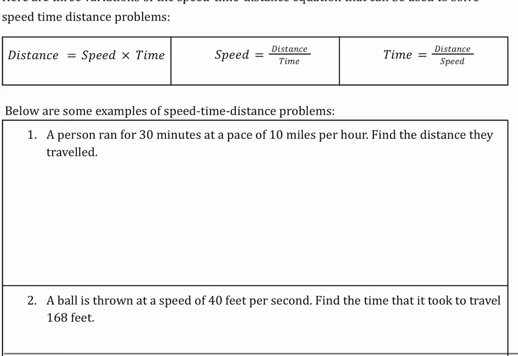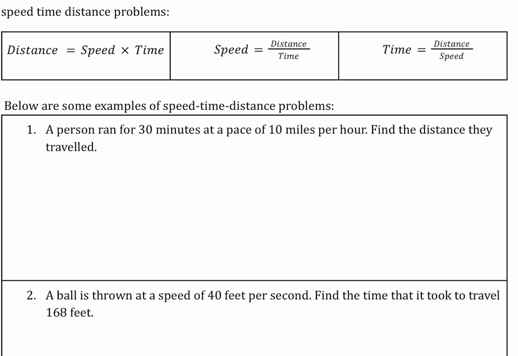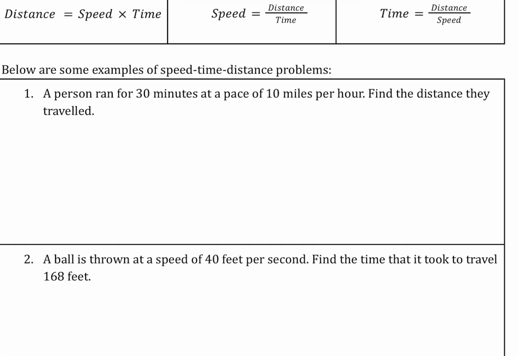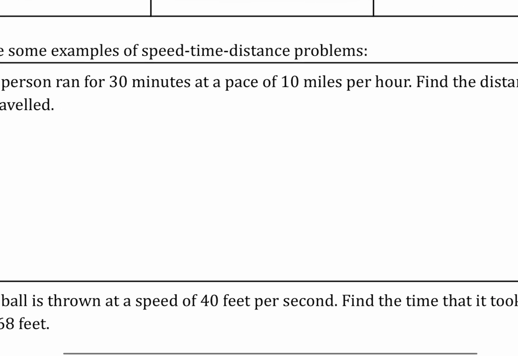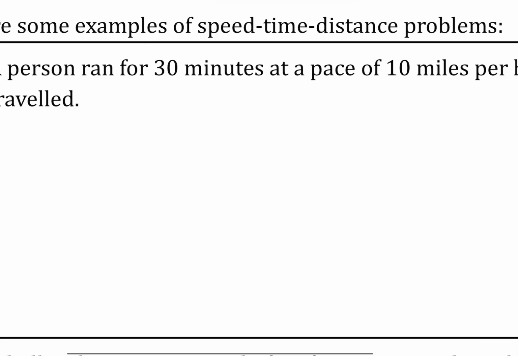Let's look at a couple examples where we would use one of these three variations of the formula. In this first example, we're given that a person ran for 30 minutes at a pace of 10 miles per hour, and we want to find the distance that they traveled. One thing we notice is that the speed is given per hour, but the time they ran is given in minutes. We want to make sure we get those both in the same unit. Since speed is per hour, we're going to convert the 30 minutes to hours as well. 30 minutes is half of an hour, so we can write that as 0.5 hours.